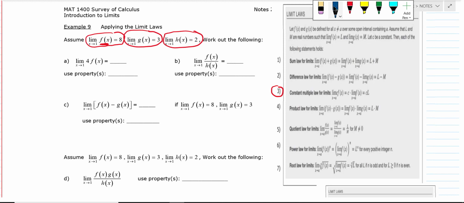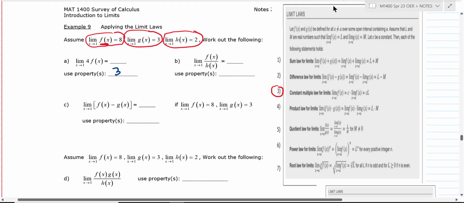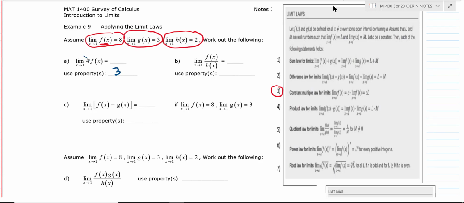Let me have you write down what the property is, just for a record here. Property 3 says, if you have a number that's being multiplied by a function, then you can take that and bring that outside of the limit. So you want to write this down like this. You want to write that this is equal to 4 times the limit as x approaches 1 of f of x, like that. That's what property 3 tells you that you can do, okay?